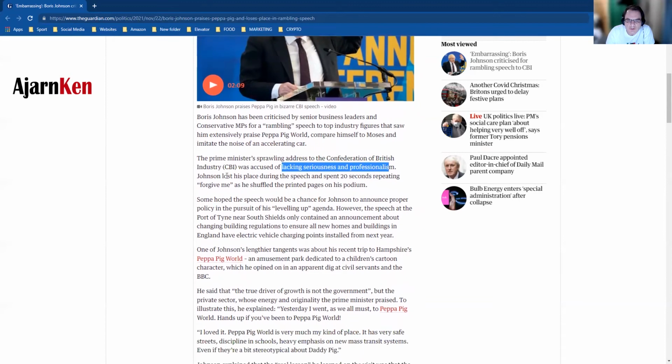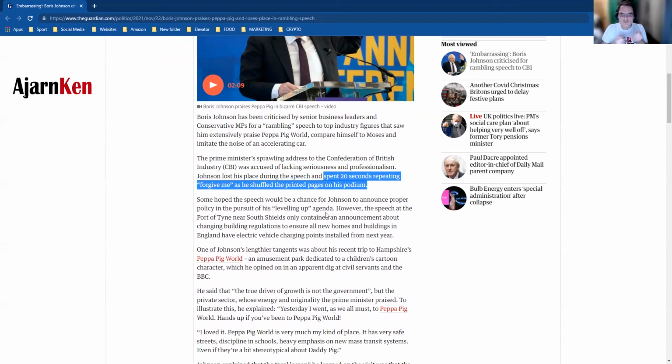Johnson lost his place during the speech. He lost his place, which means he was speaking and he forgot what he was saying. And he then spent 20 seconds repeating, "Forgive me," as he shuffled the paper at the podium. So essentially he was speaking and he forgot what he was saying, and for the next 20 seconds, all he said was, "Forgive me, I'm sorry," as he was trying to find where he had lost his place.